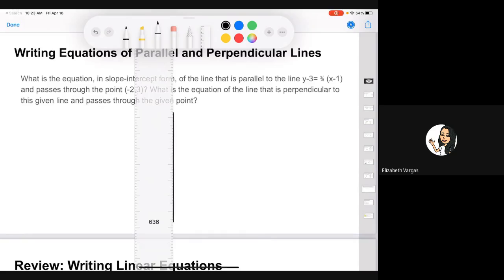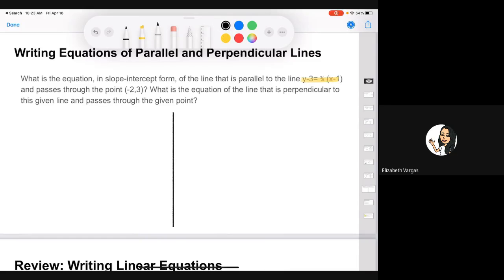This problem asks us to identify an equation of a line which is parallel and a line which is perpendicular to my given line. So what is the equation in slope-intercept form of the line that is parallel to the line y minus 3 equals 2 over 5 times x minus 1 and passes through the point negative 2, 3? What is the equation of the line that is perpendicular to this given line and passes through that same given point? So we are given an equation for our given line.